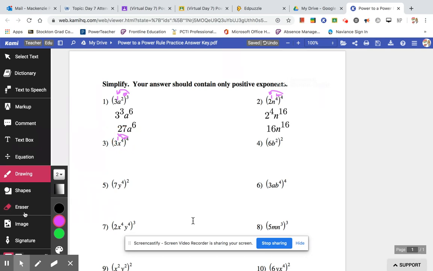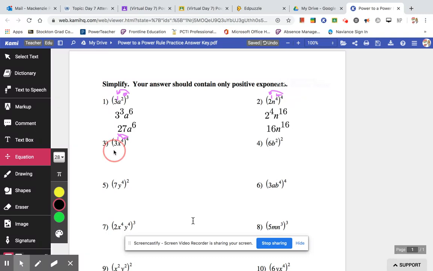I know that those are not the nicest arrows, but again, it should remind you a little bit of the distributive property. So if I keep my first base, which is 3, do the 1 times 4, which is 4, and then 4 times 4 is going to be 16.